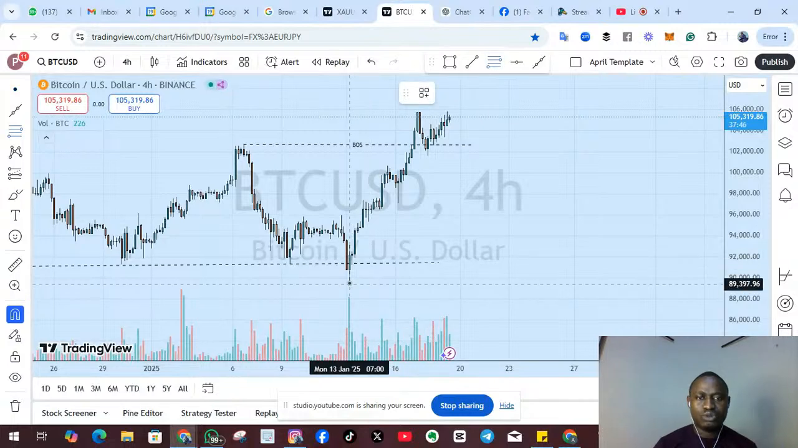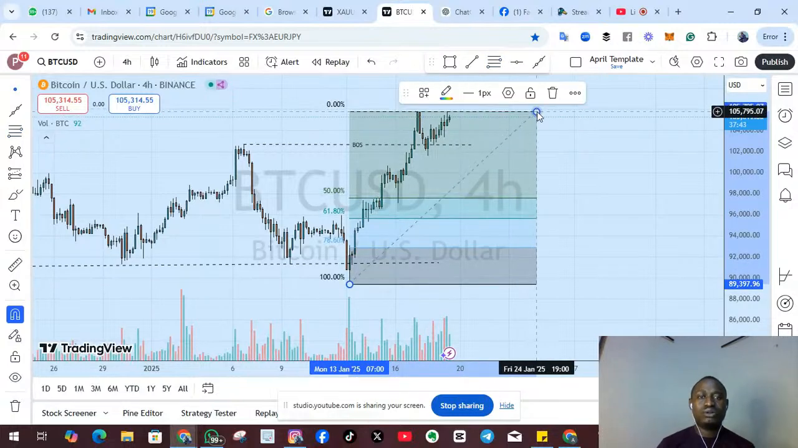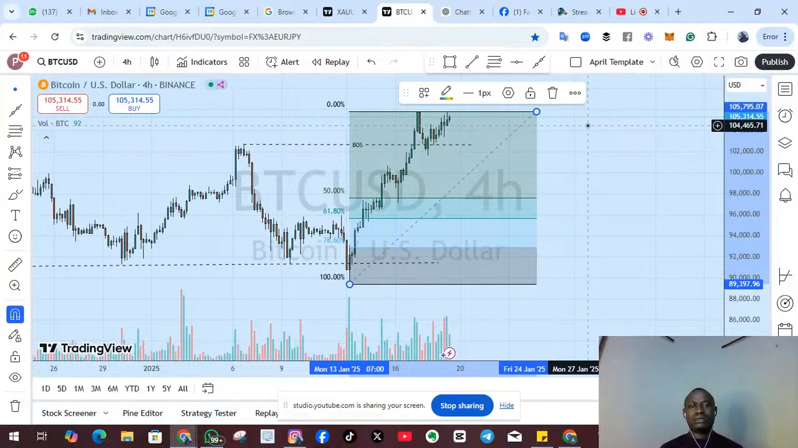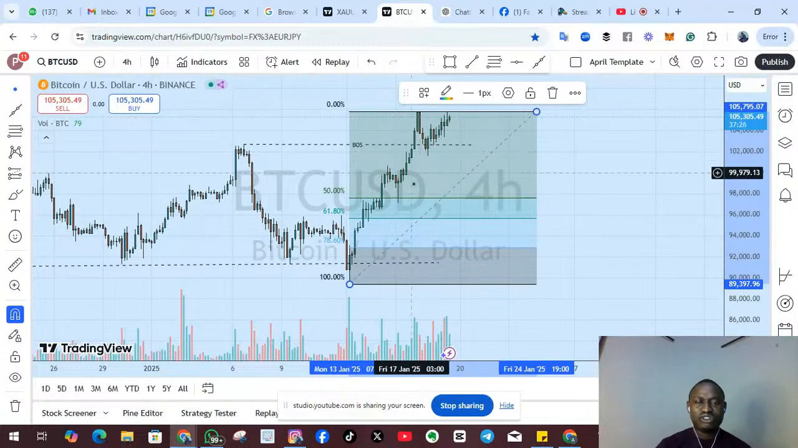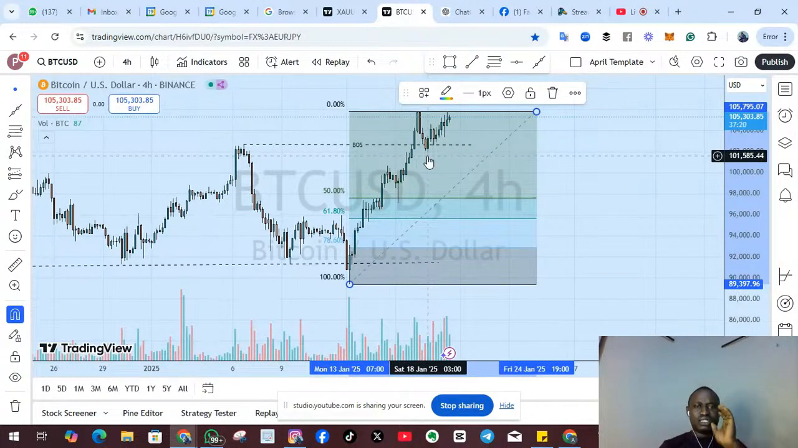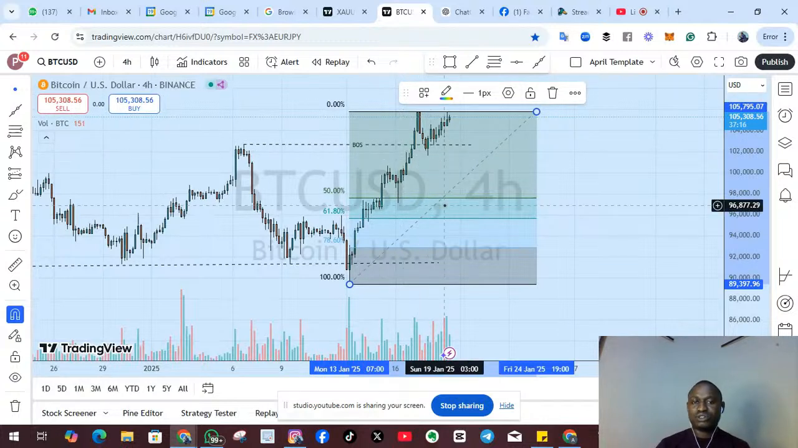So pull up your Fibonacci 2. Pull up your Fibonacci 2, and let's measure this. So you can see that this retracement is above 50%. It does not mean market cannot go up. I'm just saying it is not safe to take a buy just because market has tested the break of structure.